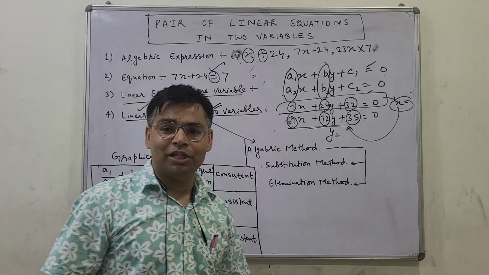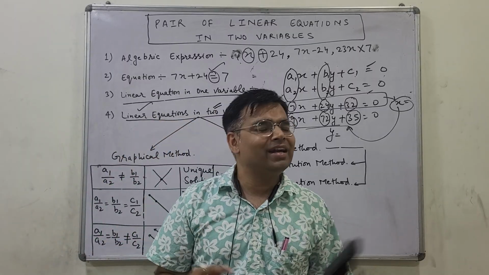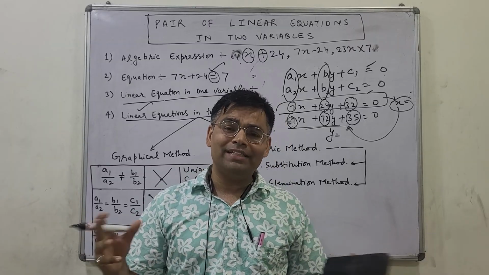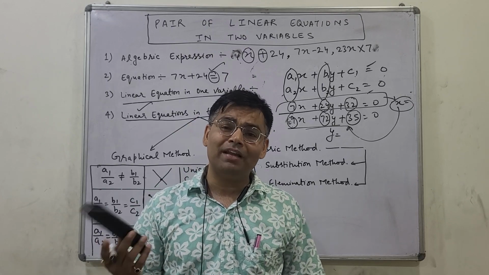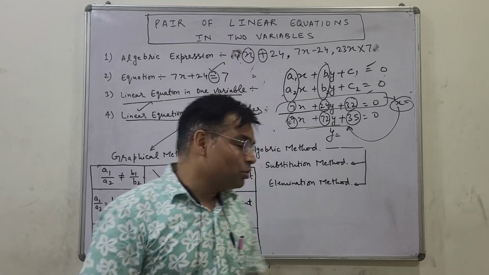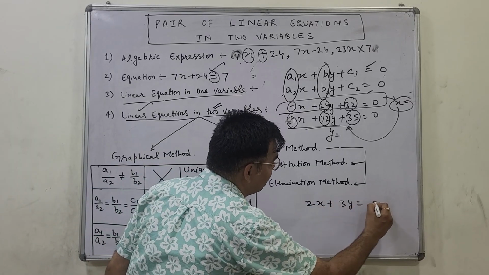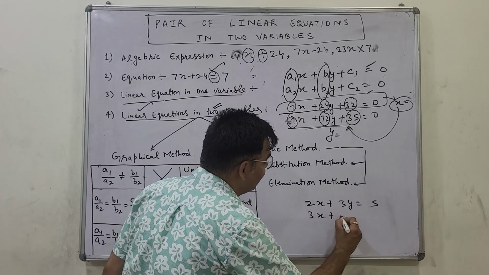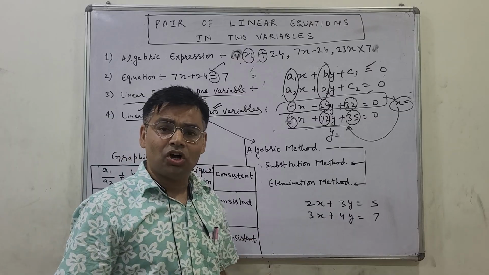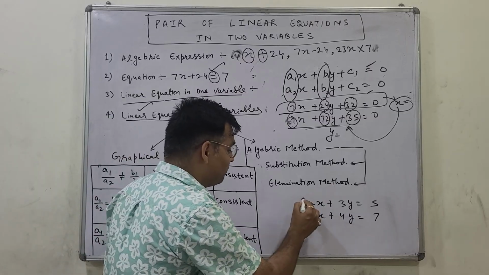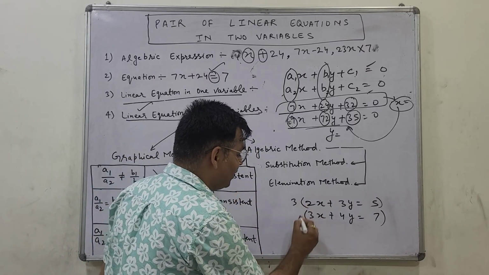And what about the elimination method? The elimination method is just like someone has to be eliminated. Let us suppose two candidates are in a war. If they do not have the same weapons, how will the war be fair? So make it fair. Let us suppose 2x plus 3y is equal to 5 and 3x plus 4y is equal to 7. This equation is not fair for elimination. So before elimination, just give them equal weapons, 3 and 2.